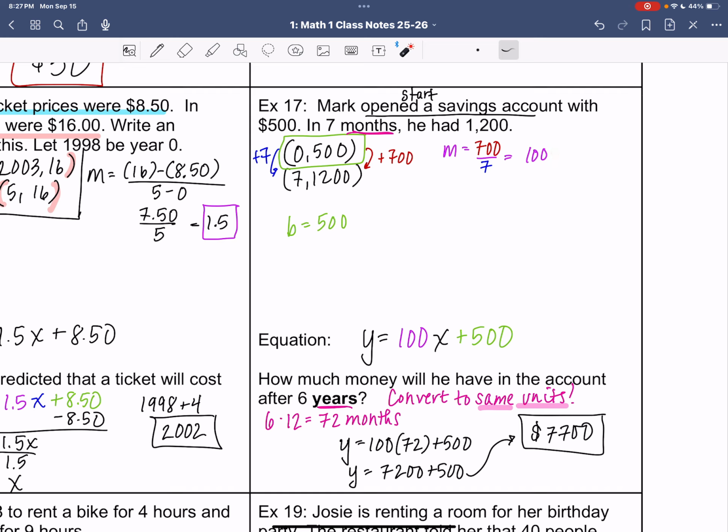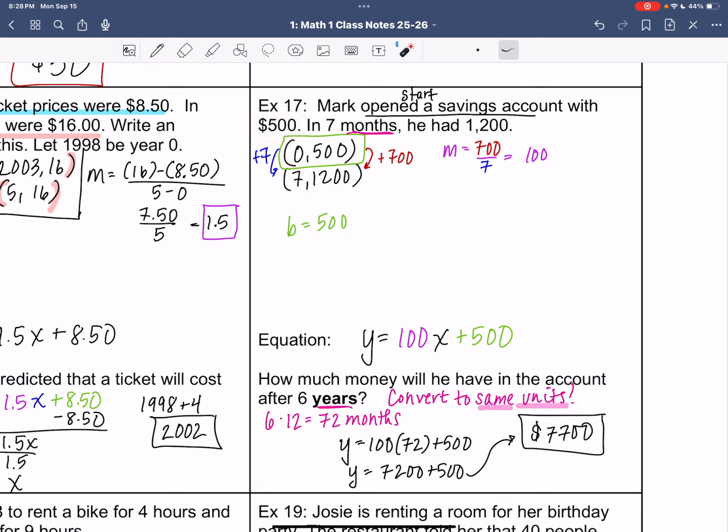I did the table. You could do the formula also. And I don't even have to solve for b because look at x. Isn't when you started? That's when x is 0. So didn't we start with 500? So b is 500. So this is my equation.